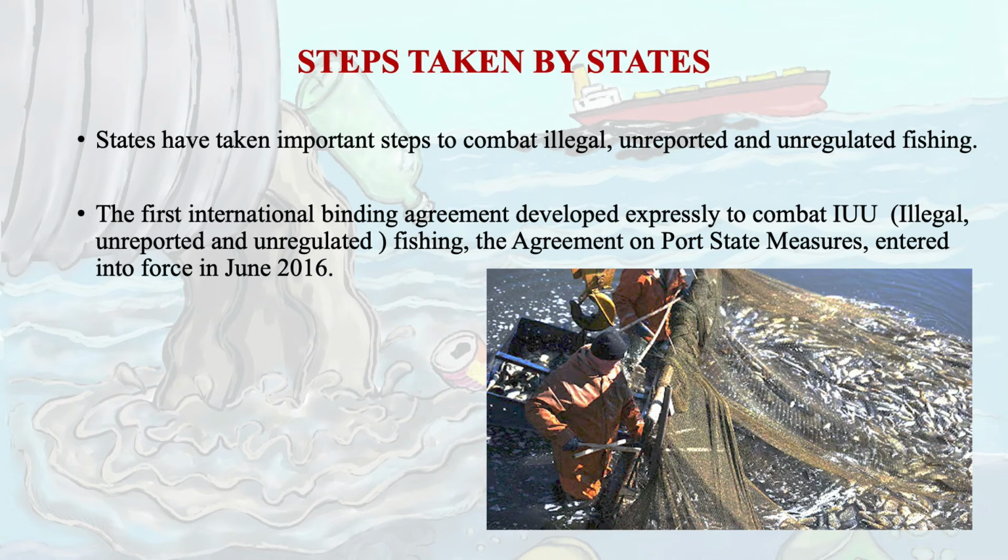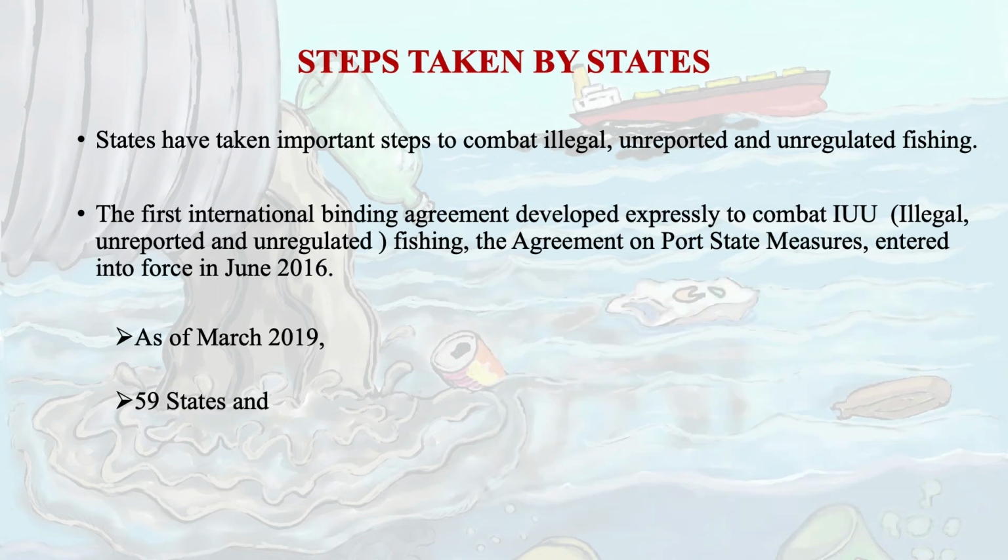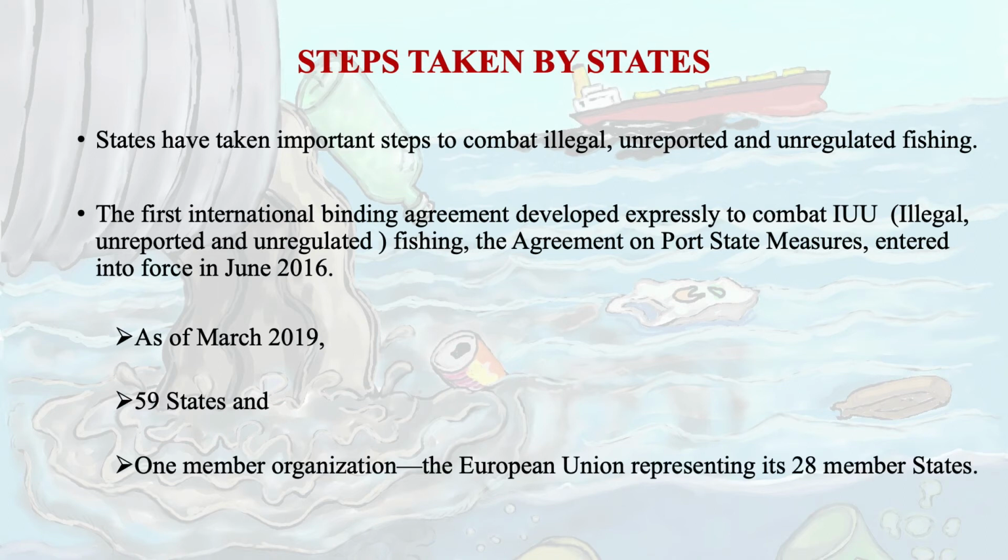The Agreement on Port State Measures entered into force in 2016, and as of 2019, 59 states and one member organization, the European Union, representing 28 member states, were parties to it. So we can say that worldwide implementation of the agreement, supported by effective monitoring, control, and surveillance, and supplemented by market access and trade measures, will boost international efforts to curb illegal, unreported and unregulated fishing. So a global effort is going on, and we are supporting each other.